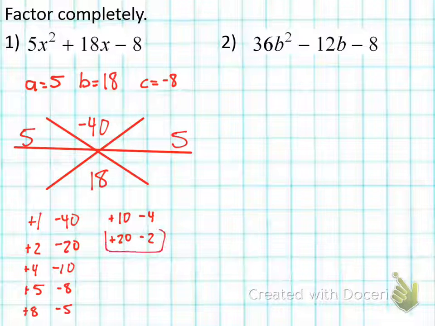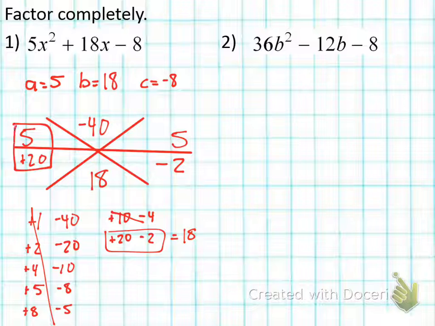Which ones of these add up to positive 18? Well, it's just this last one. Positive 20 minus 2 is equal to positive 18, right? All these other ones, if you add them up, they don't work, so you don't want to use any of these other ones, okay? So you got positive 20 and negative 2. Box these up. Now yesterday we weren't able to simplify these fractions.